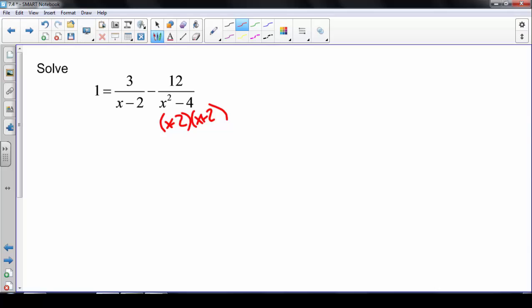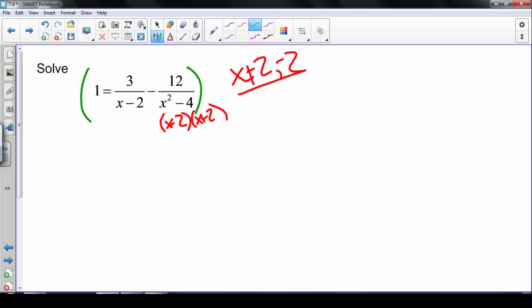Also, remember that x cannot be 2 or negative 2, because if x is 2, this is 0. If x is negative 2, this one is 0. And if x is 2 here, this one is 0. So these are the values that we cannot have for our variables.